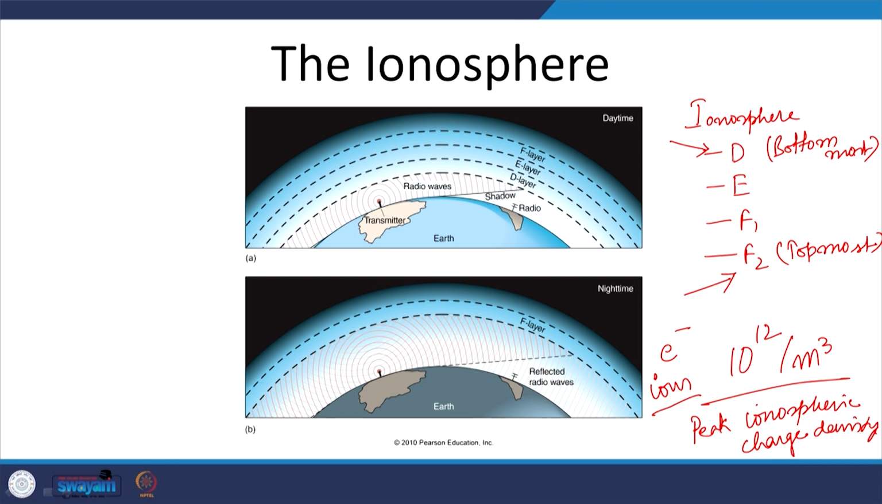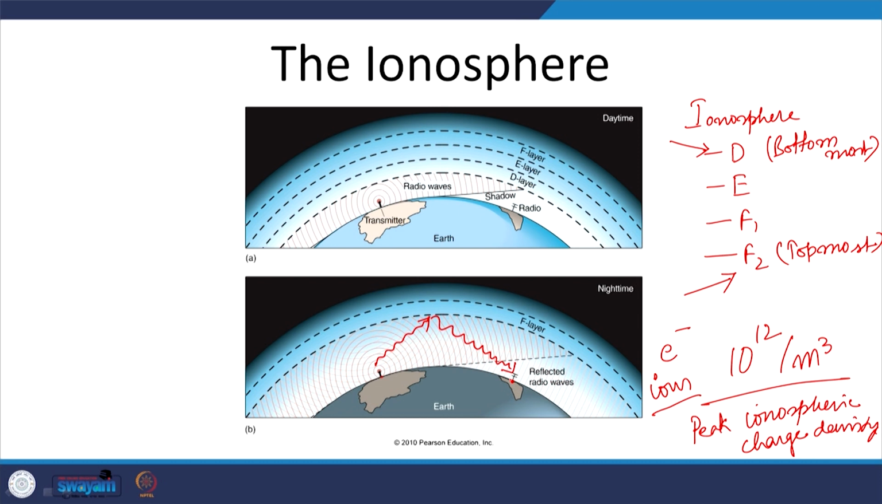In this picture, what you see is this region is the shadow with respect to this transmitter. But if you have an ionosphere, the waves which are going towards the sky will get reflected, and they will travel in all directions, making it possible to communicate between this point and this point, right.